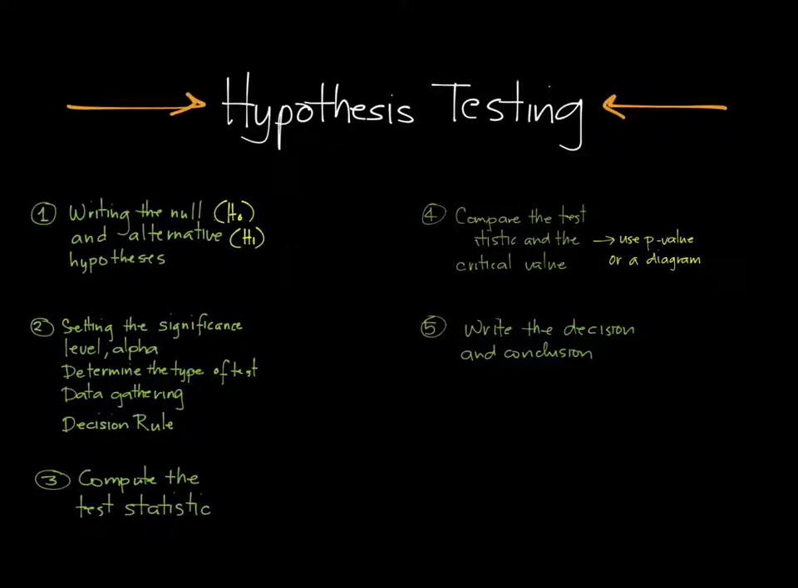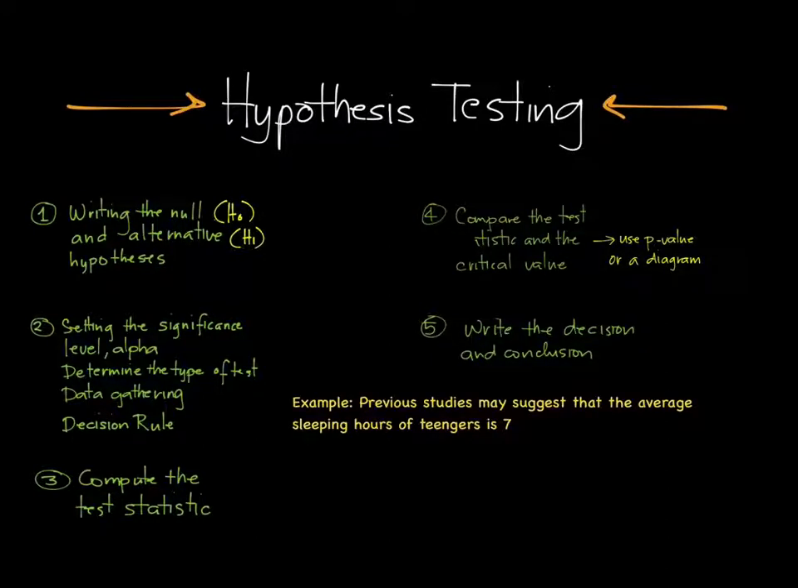For instance, a current study or a previous study could be saying that the average sleeping hours of teenagers, maybe ages 15 to 19, is 7. And with that information, you feel that in modern times, it is no longer 7. So you could claim that the average length of sleeping hours is no longer 7 or not equal to 7.